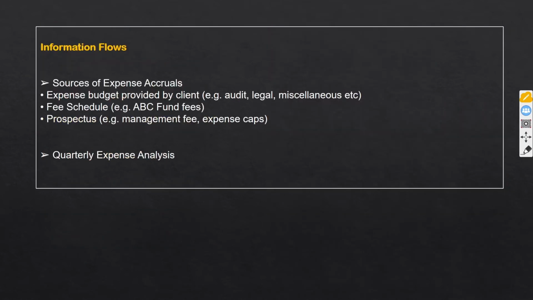Information flow for this particular thing means how information flows down between upstream teams and downstream teams. The source of information is the accruals and prepaid expenses, and the expense budget provided by the client, also provided for audit, legal, miscellaneous, etc. You can even check the fee schedule as well. Check the prospectus for management fees and expense cap, and this will again help fund managers or the management team to do quarterly expense analysis, to check whether it is overpaid, underpaid, paid, or net payable, liabilities or net receivables, everything.